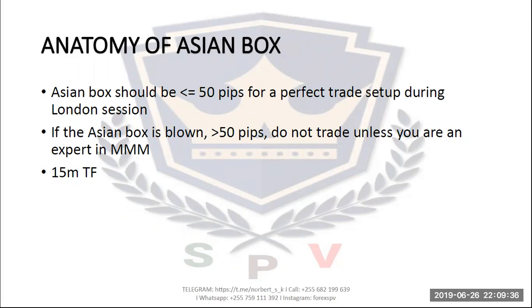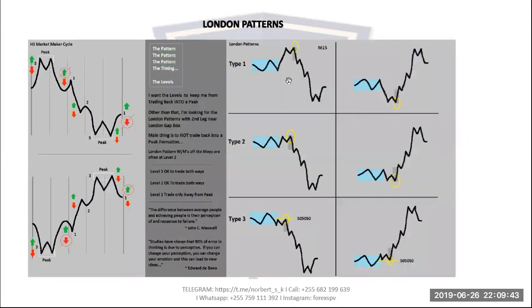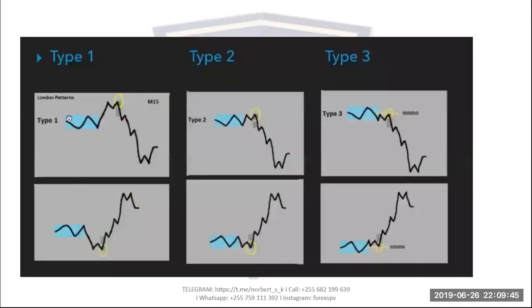So here we talk on the 15 minutes time frame only. So the London patterns which we look at during the London session are the type 1, type 2, and the type 3. Okay. Type 1 London pattern has a visible stop hunt.